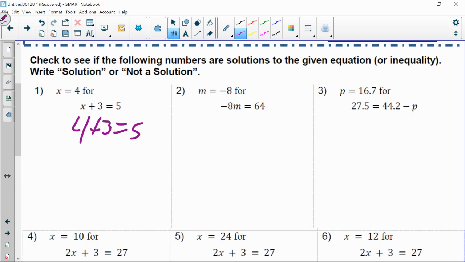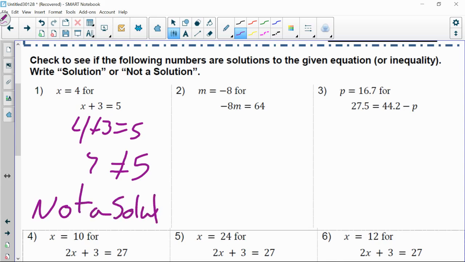Okay, well, what is 4 plus 3? 7. A little bit of a sloppy 7. So is 7 equal to 5? No. So is this a solution or not a solution? Not a solution. Remember with Kami, you can scroll in and scroll out.